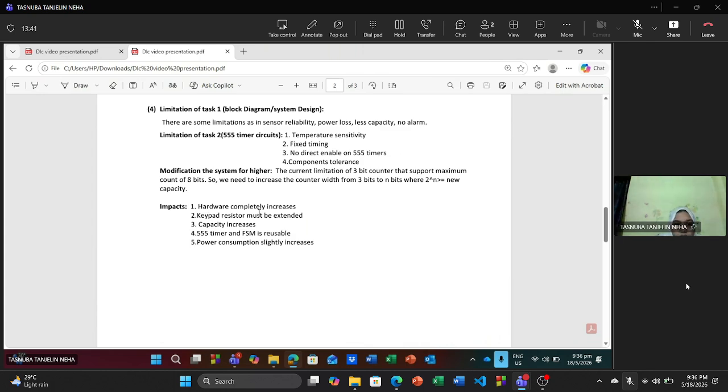First, hardware completely increases. Then the keypad and register must be extended. Capacity increases. 555 timer and FSM are reusable. And lastly, power consumption slightly increases.